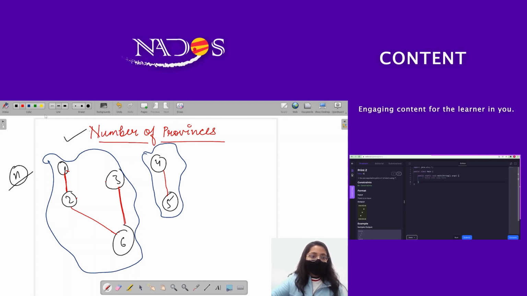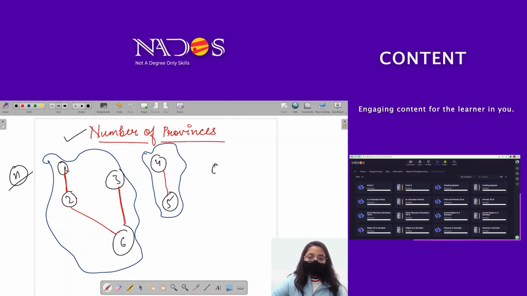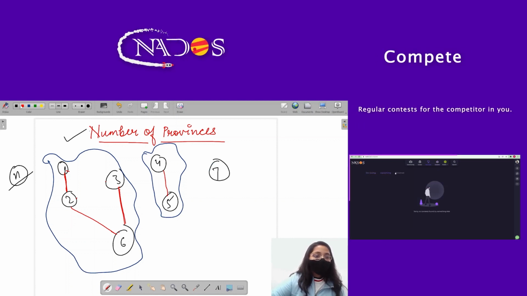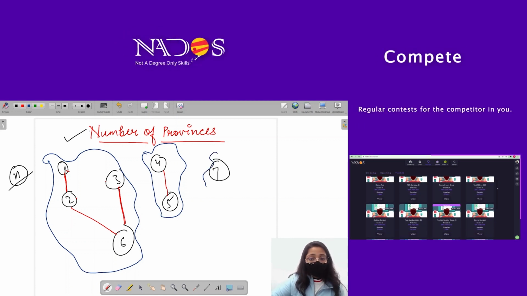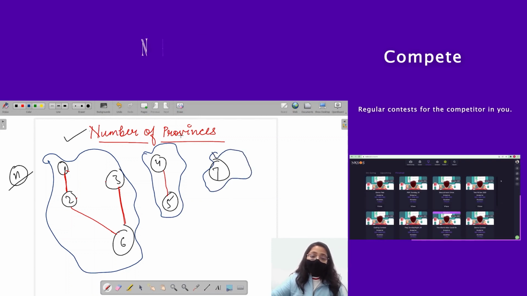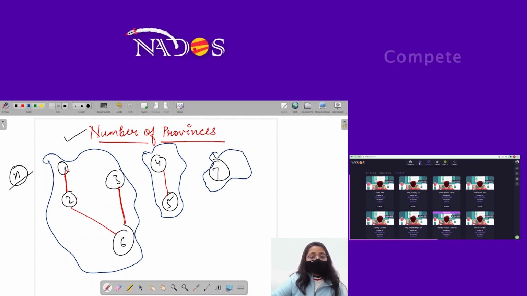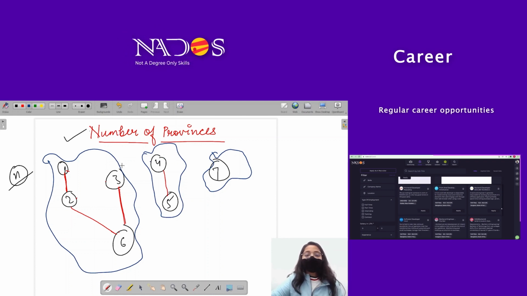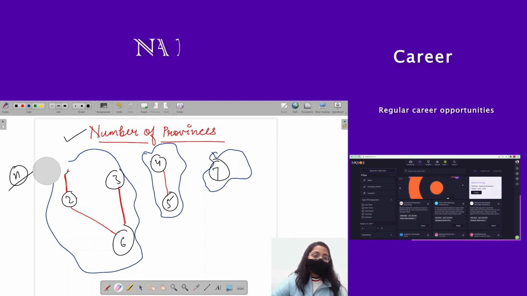Let's assume I have another city over here, 6, or I have already taken 6. Let's assume I have 7. So 7 is not connected to anybody, but 7 in itself is a province. So here I cannot go from 3 to 4. I don't have any path between them. That means that they lie in the separate provinces.